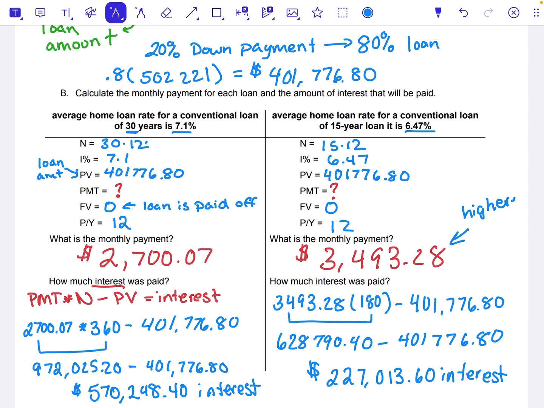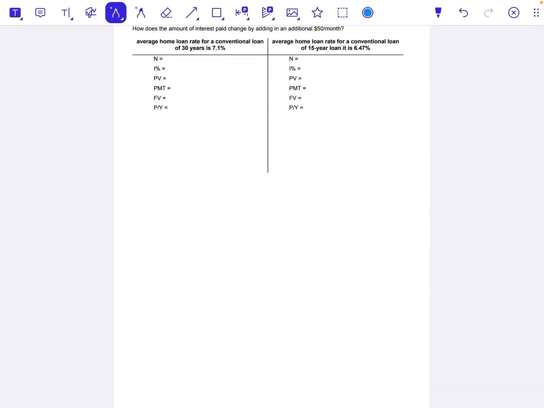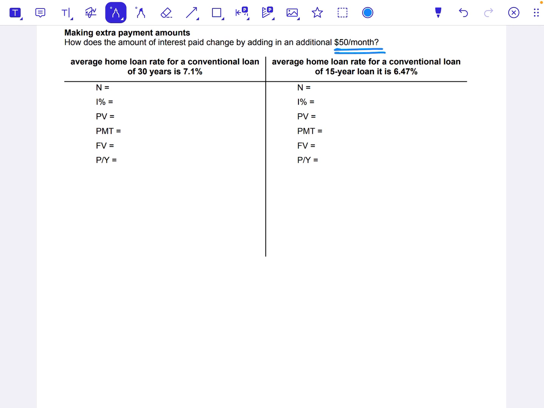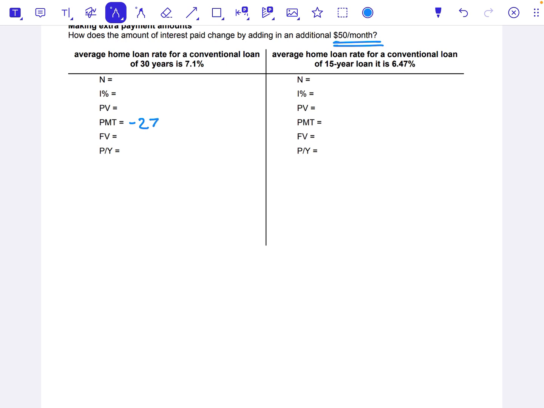Can you handle it? Now, as you're thinking about this, every extra little bit you can put in each month is going to change how much money you end up spending in the long run. So for example, let's say you want to add $50 a month to your payment. So what that would mean in that 30-year loan is instead of paying $2,700 a month, you would actually pay $2,750 a month. And instead on the 15-year loan of paying the $3,493, you would actually pay $3,543.28.